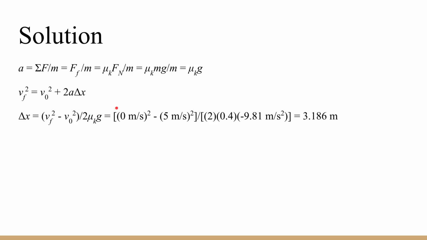So if you actually do all the math, you will get 0 meters per second squared minus 5 meters per second squared divided by 2 times 0.4 times negative 9.81, because it's opposing your motion, meters per second squared, and that will be equal to 3.186 meters. So it will slide for 3.186 meters before it finally stops.